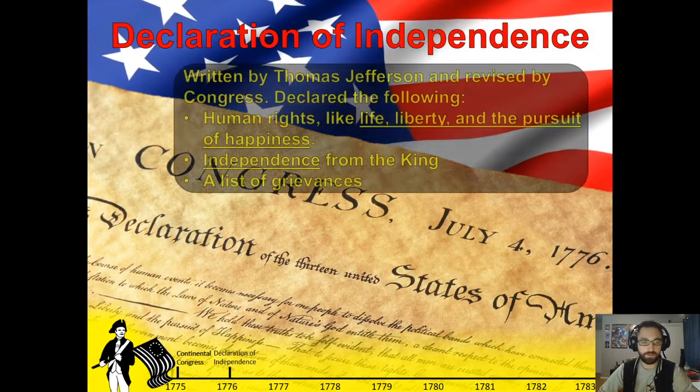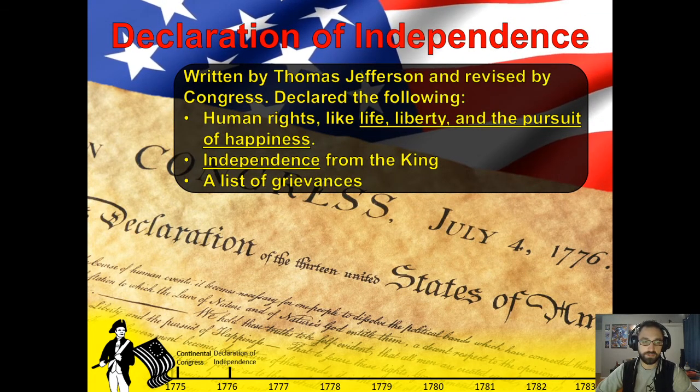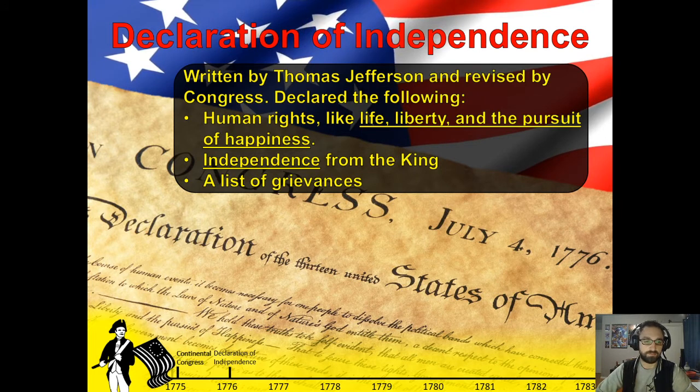So, the Declaration of Independence, we've already looked at this in our previous lessons. This was written by Thomas Jefferson. It was revised by Congress, and it covered a couple different things. So it declared the following. It outlined human rights that not just Americans have, but all people have, like life, liberty, and the pursuit of happiness. They declare independence from the king, and they also provide a list of grievances, basically a list of everything that the British have done to the colonies to make them angry and to cause this course of action. So this was in 1776. All right, moving on here.